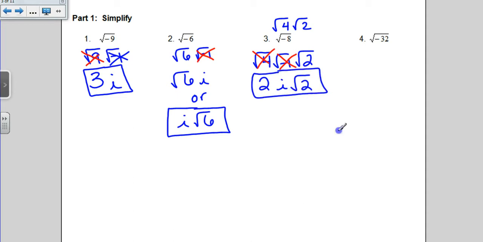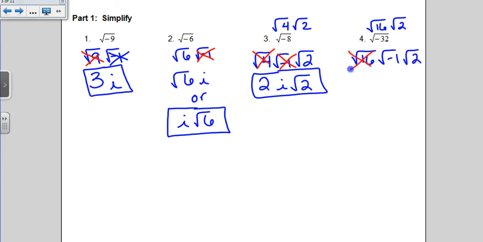Your book likes to put it in this format. So whole number, then the i, then the radical. Okay, we're going to do the same thing here on square root of -32. If this was just a 32, we would say that's the square root of 16 times the square root of 2. So the only difference here is we're going to throw that -1 in the middle of those two numbers. So we have square root of 16, square root of -1, and then the square root of 2.